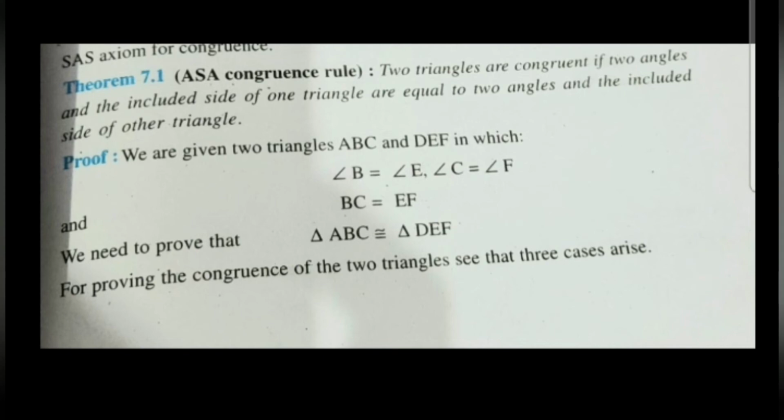ASA congruence rule. So let us look at this theorem. This theorem states that two triangles are congruent if two angles and the included side of one triangle are equal to two angles and the included side of the other triangle. So that means if the two triangles have two angles and one side similar, then they are said to be ASA congruent.